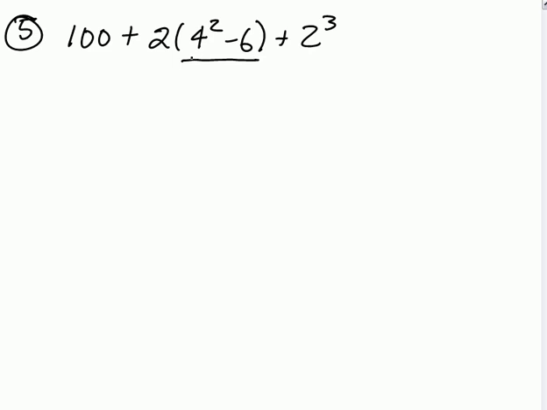So inside those parentheses, we've got to do that first before we can do everything else. So first step, 100 plus 2 parentheses. This is the only thing we're going to do: square 4. We would get 16 minus 6 plus 2 cubed.